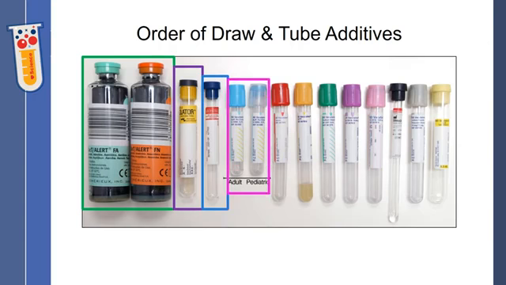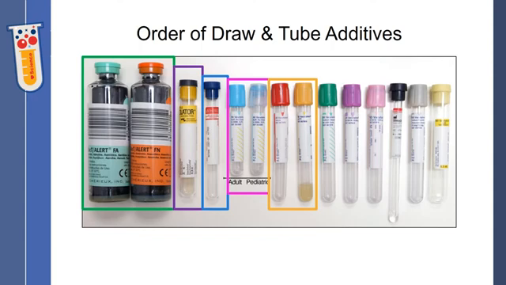These blue top tubes, I'm sure you guys are all familiar with. The light blue ones have sodium citrate in them, and they are used for coagulation testing. Here, the solid blue on the left is an adult tube, and the tube on the right that has that clear overlay is a pediatric tube for this particular brand of tube, and these are BD Vacutainers.